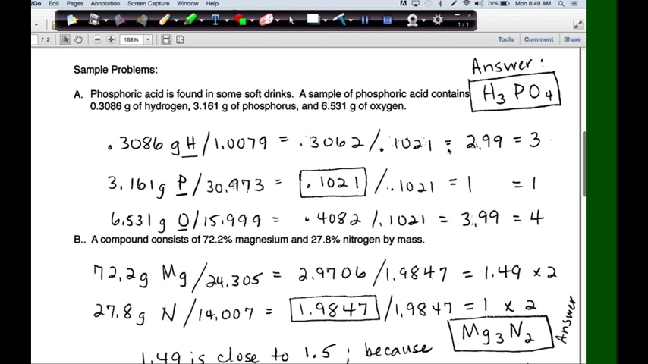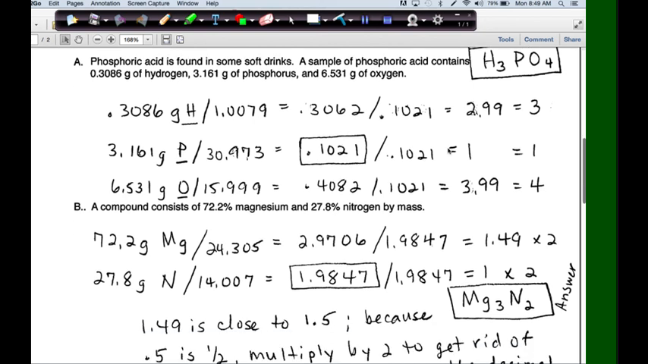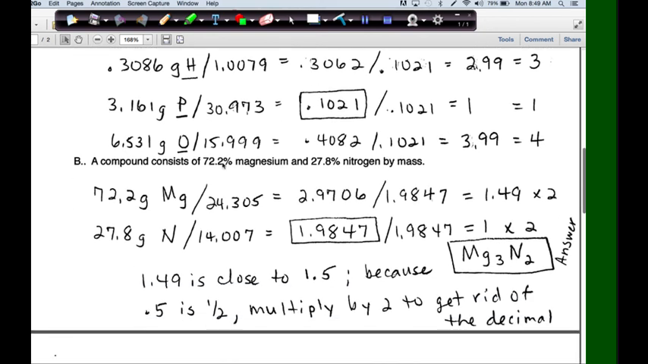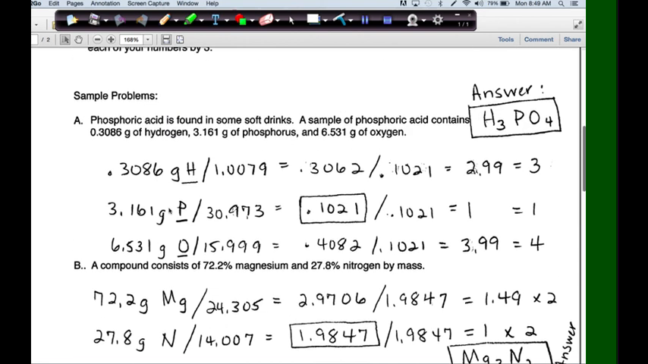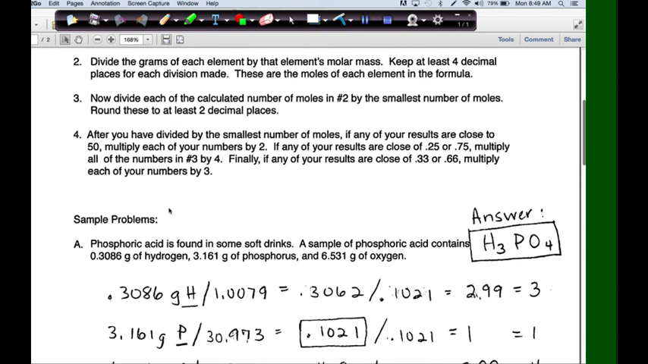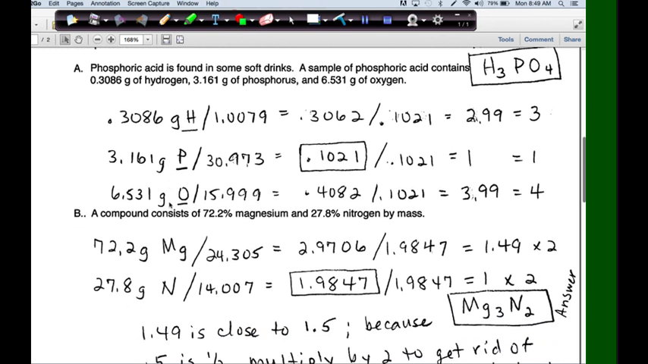Letter B, they give us percentages. And so I just changed the percent sign to grams. So I have 72.2 grams of magnesium and 27.8 grams of nitrogen. Step 2 again said that we want to divide the grams of each element by that element's molar mass. Keep at least 4 decimal places.